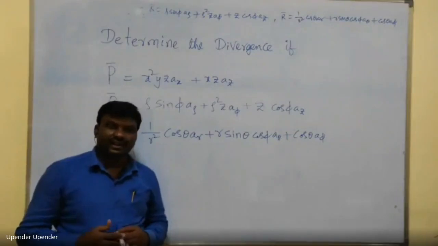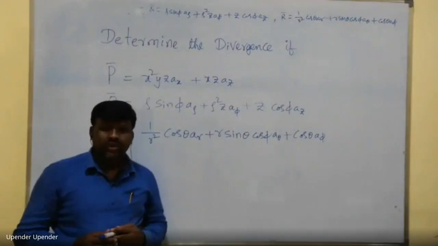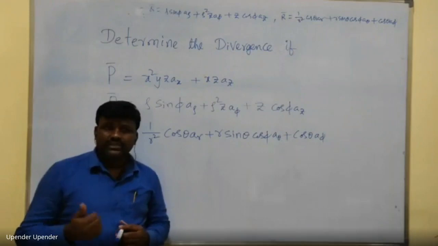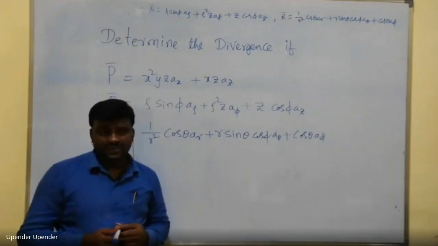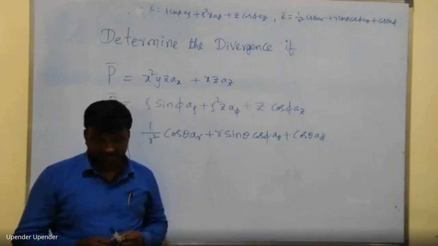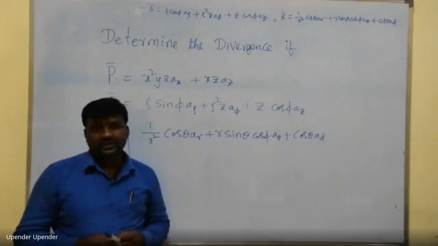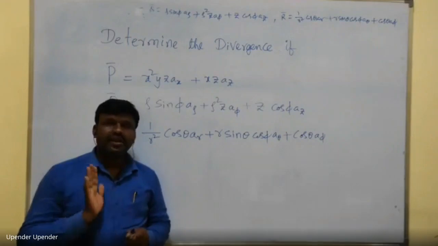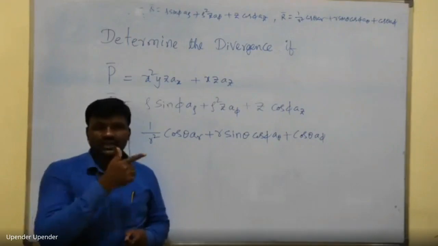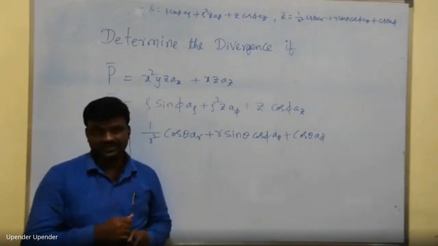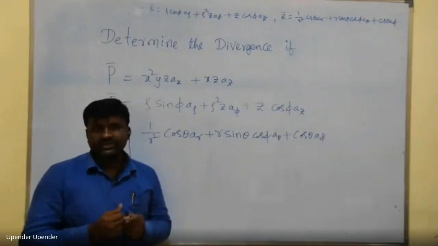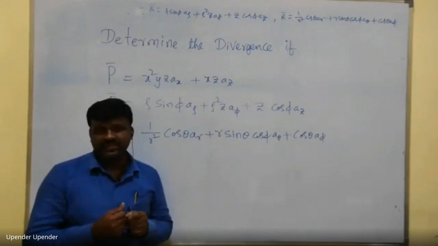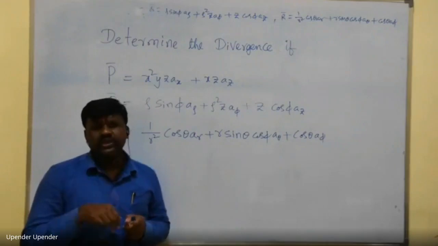Welcome to our electromagnetic theory course. Today we will solve some problems on divergence of a vector field. Basically, divergence indicates what? Net outward flow from the given object. Okay? We may have positive divergence, we may have negative divergence, we may have zero divergence at the given point in space.